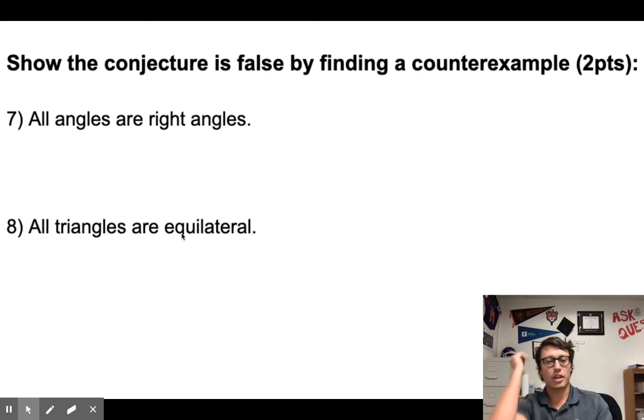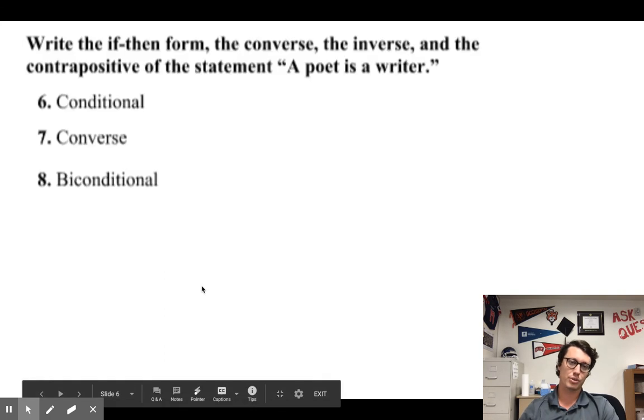Technically, we haven't done our unit on triangles, but I'm sure you should have learned about triangles a little bit in middle school. We have isosceles triangles. We have scalene triangles as well. So not all triangles are equilateral.